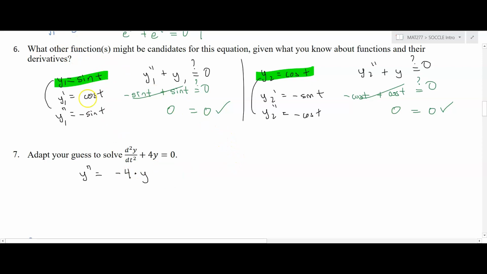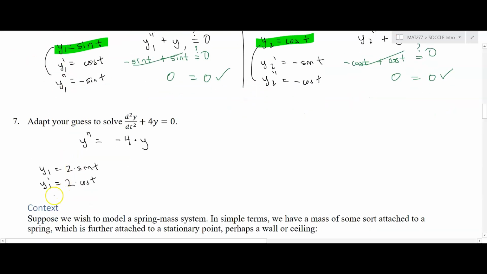So one of the common things that people want to try is they want to say, well, what if I just put something out front, like y equals 2 sine of t? Well, unfortunately, that's not going to work, because when you differentiate something that just has a scalar in front of it, or a constant, I should say, it stays there all the way down. So its second derivative is going to be the opposite sign, but it is not going to be 4 times as large.